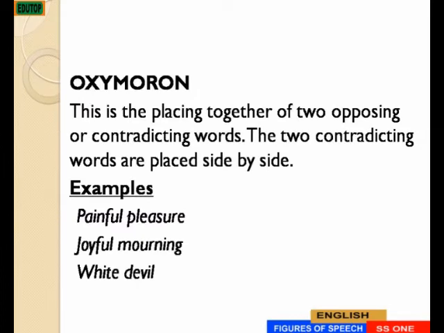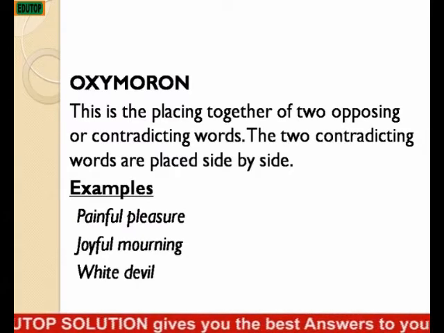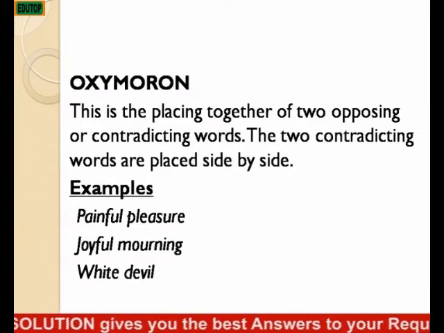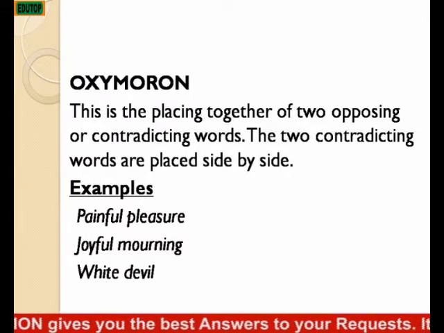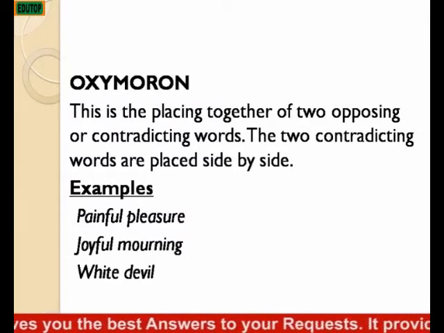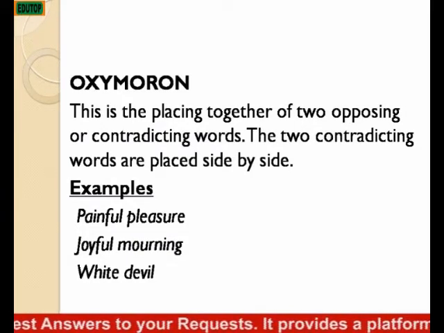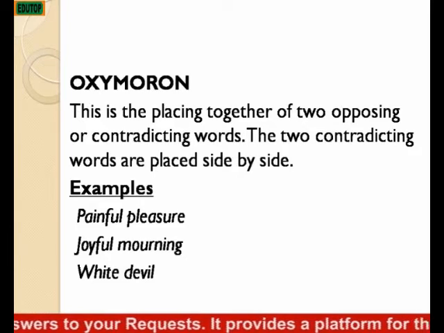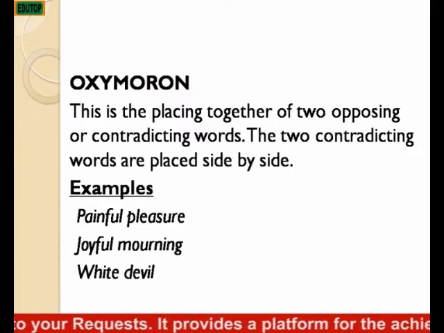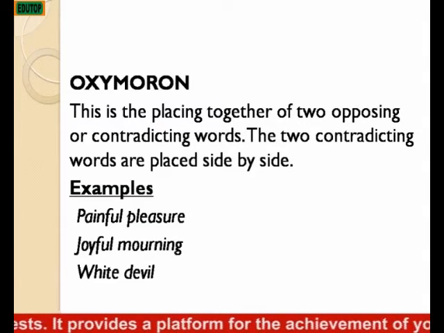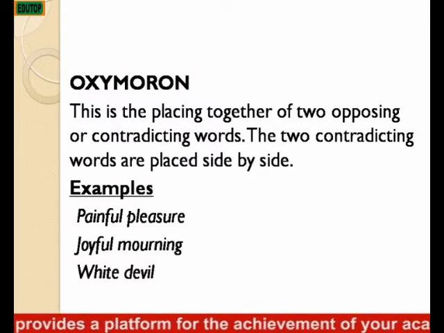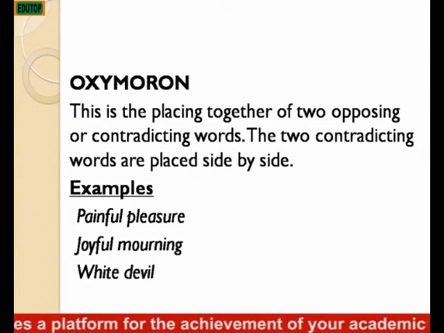In oxymoron, two opposing words or contradicting words are placed together. So we have examples like painful pleasure. When you say painful pleasure, painful and pleasure are two opposing words. Something that is pleasurable cannot be painful. Something painful cannot be pleasurable. And so when you put the two together to convey information, you are expressing oxymoron, because the two concepts are opposing.